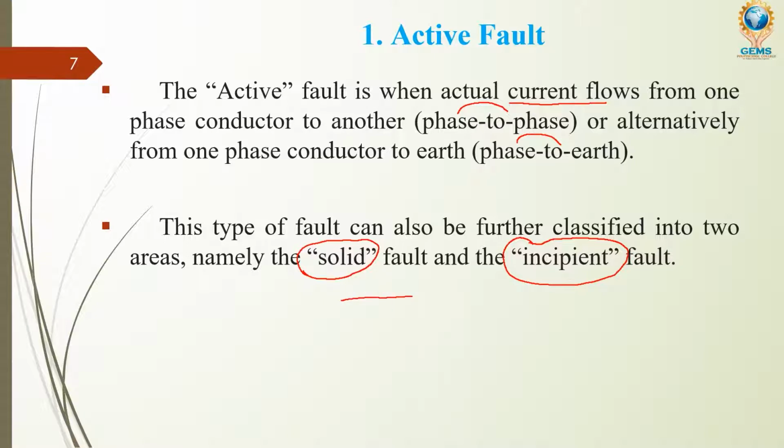Suppose we have the RYB line like this. Current may flow from phase to phase. Current will flow like this. Otherwise, current will flow from here to ground. This we can say active fault. This is further classified into 2 types: solid fault and incipient fault.